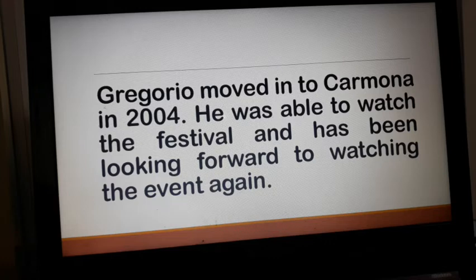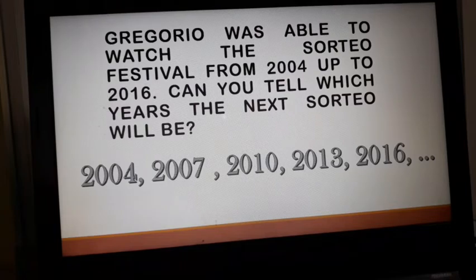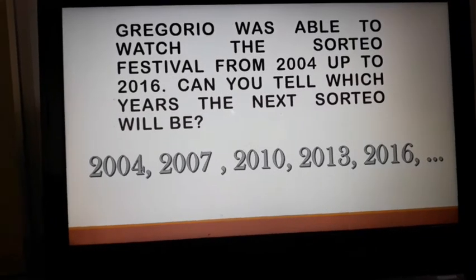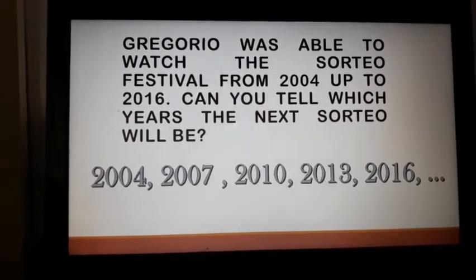Gregorio moved into Carmona in 2004. He was able to watch the festival and has been looking forward to watching it again. He was able to watch the Sorteo Festival from 2004 up to 2016. So, nasa baba are the list of the years wherein Gregorio was able to watch the festival. So, from 2004, then next is 2007, then 2010, 2013, 2016.